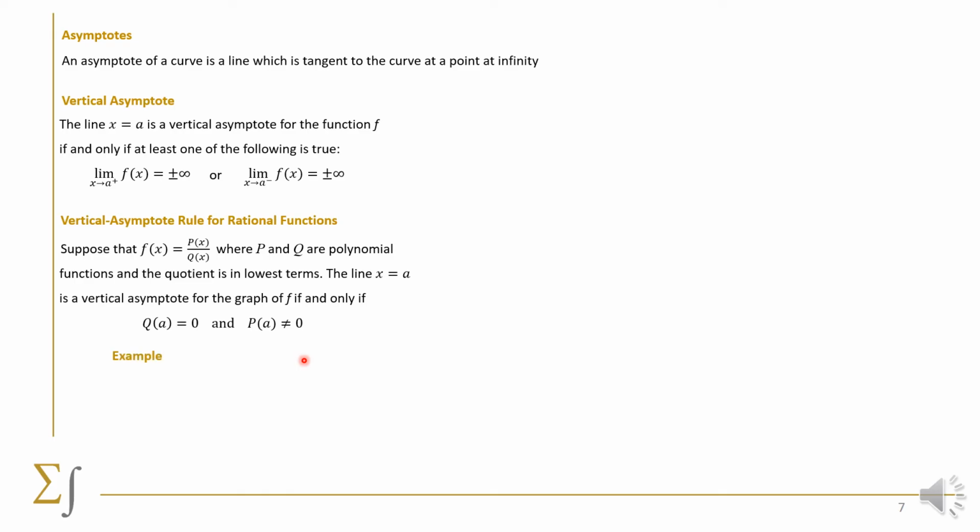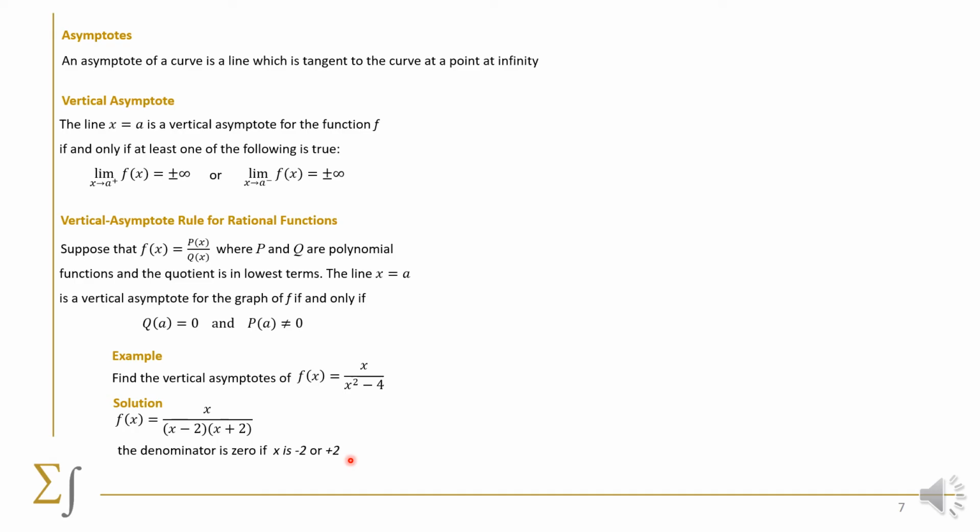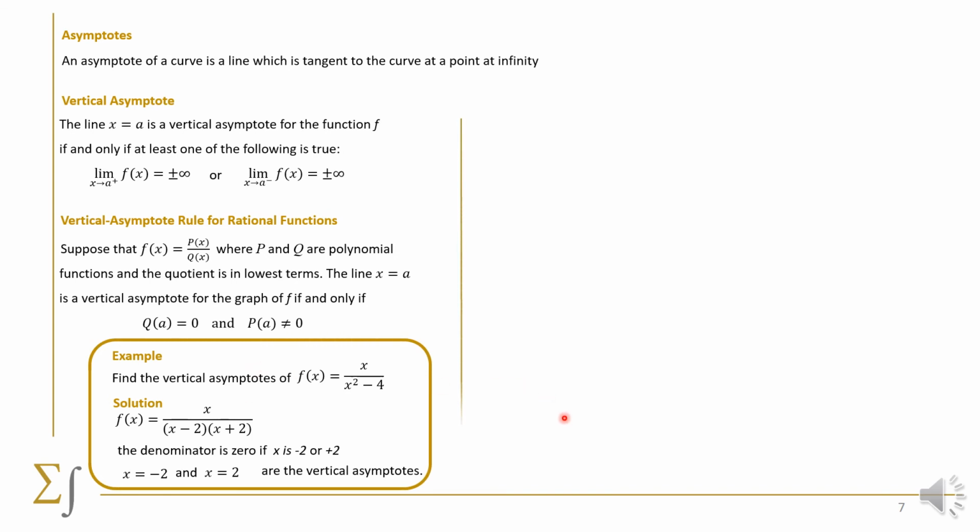Let's take an example. We have f of x equals x over x squared minus 4, and we are asked to find the vertical asymptotes. We factor the denominator. This is the difference between two squares, so the zeros of the denominator are either plus or minus 2. So x equals minus 2 and x equals plus 2 are the vertical asymptotes. Now let's move on to see the horizontal asymptotes.